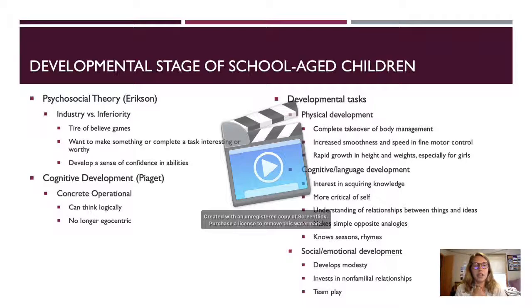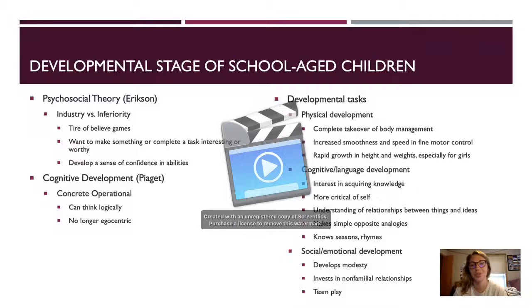So as far as the developmental stage of school-age children, the psychosocial theory that they're in is the industry versus inferiority stage. They tire of the make-believe games. They want to make something or complete a task interesting or worthy. They don't want to do something that's not worth their time or that they don't find to be fun, and they develop a sense of confidence in their abilities, which means they're also learning what things they're good and not good at. For cognitive development, they're in the concrete operational stage, which means they can think logically and they're no longer egocentric.